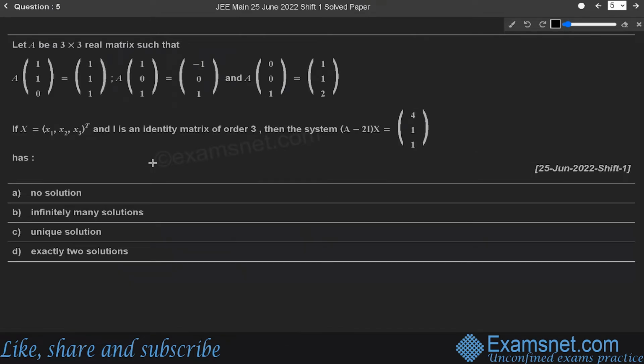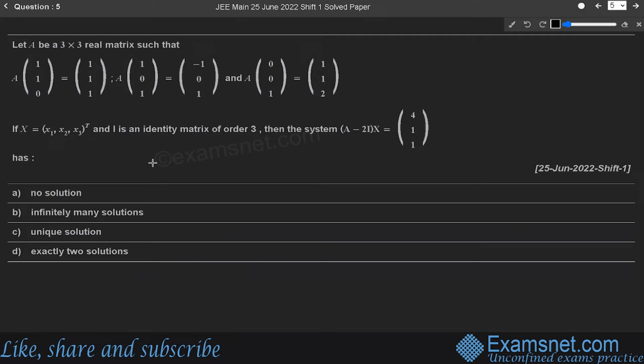Next question is a very interesting question. Let A be a 3 cross 3 matrix such that A times [1,1,0] is equal to [1,1,1]. Again, A times [1,0,1] is equal to [-1,0,1], and A times [0,0,1] is equal to [1,1,2]. If x is equal to [x1, x2, x3] transpose and I is an identity matrix of order 3, then the system (A minus 2I) x equal to [4,1,1] has.